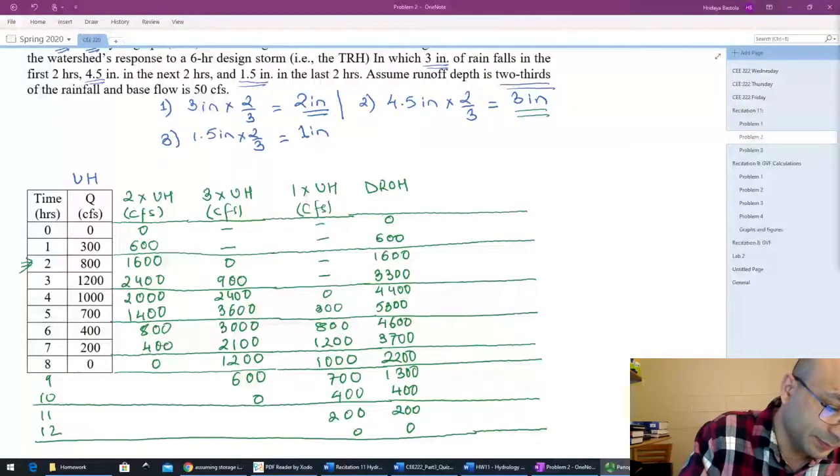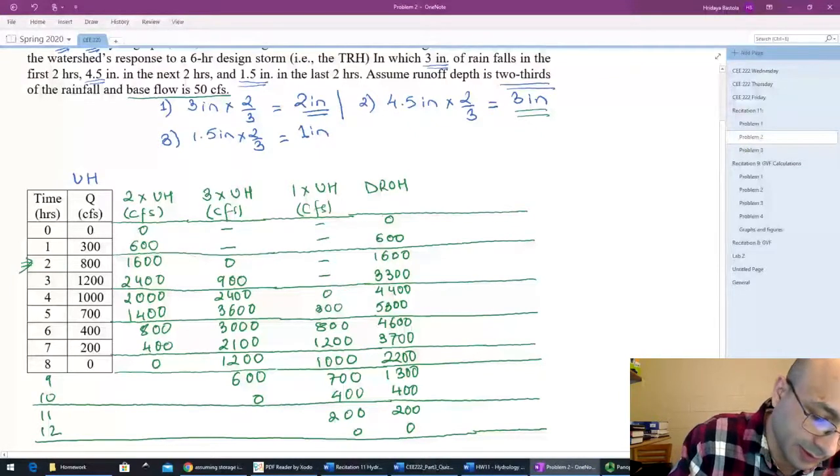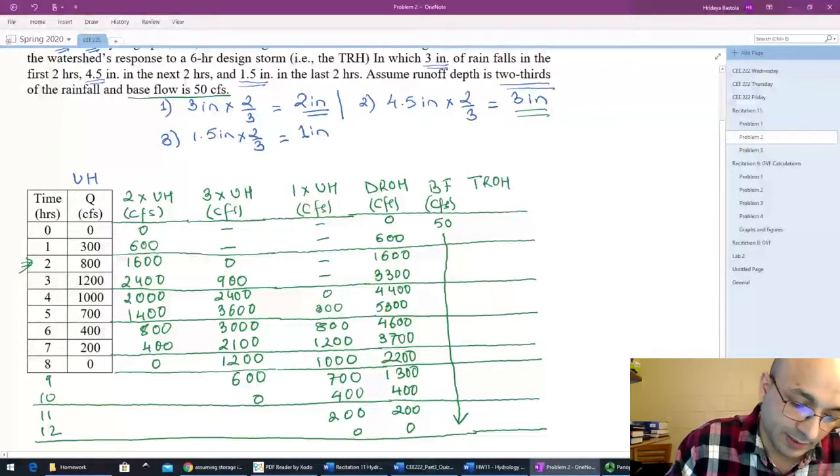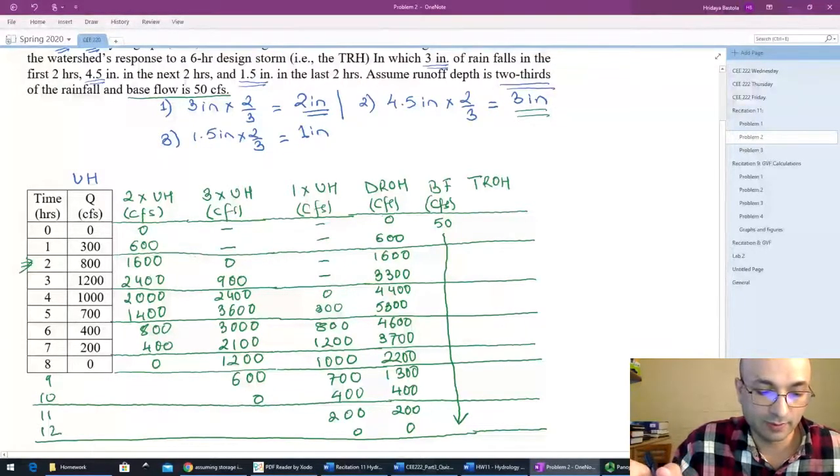What we also have is a constant base flow of 50 cubic feet per second. So base flow, it's the same 50, same value at any given time. So the total runoff hydrograph, then, is going to be the sum of the base flow and the contribution from the runoff.